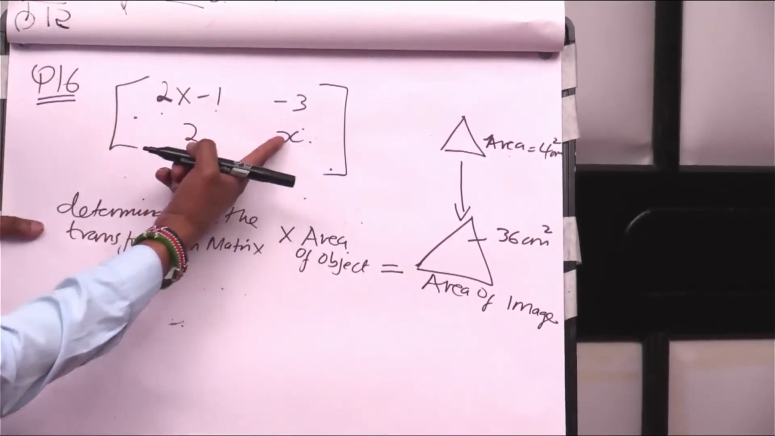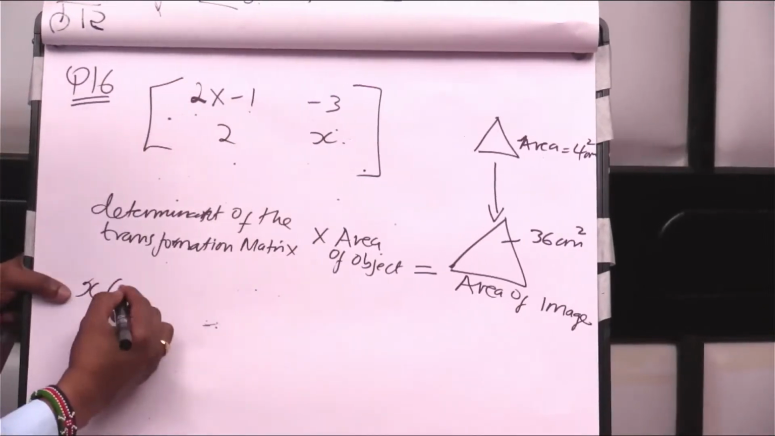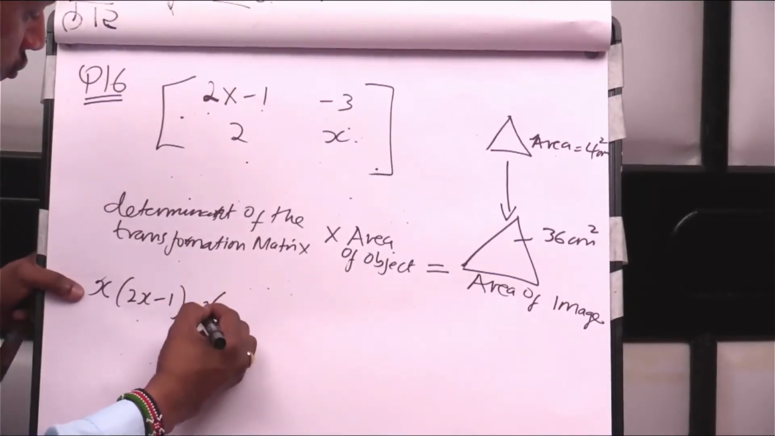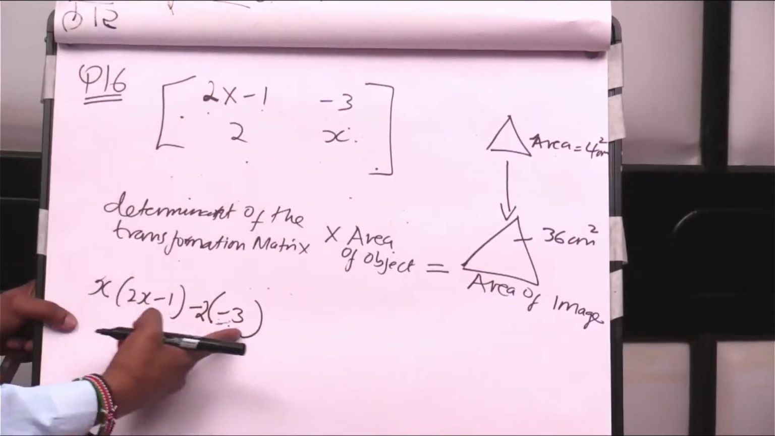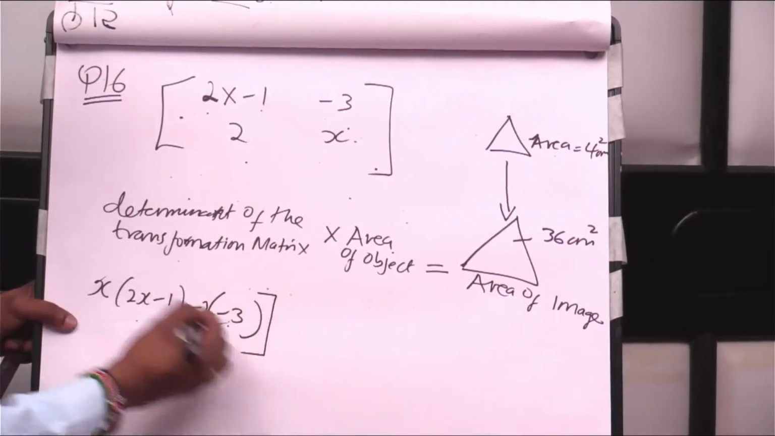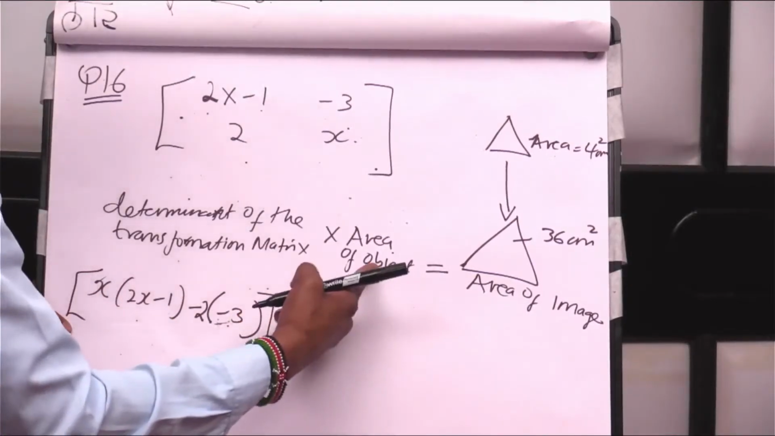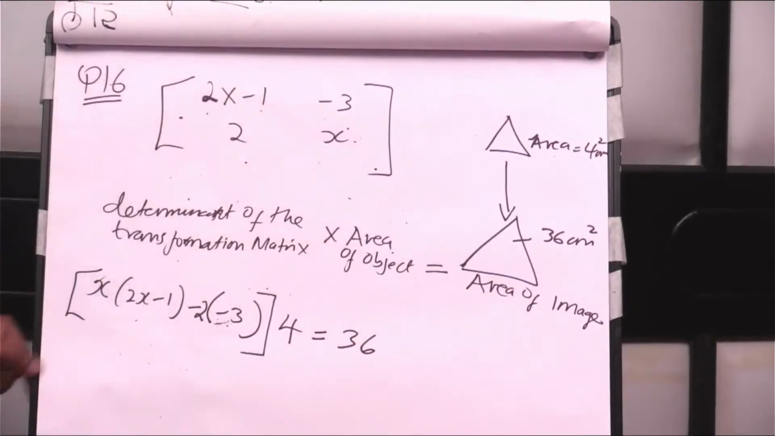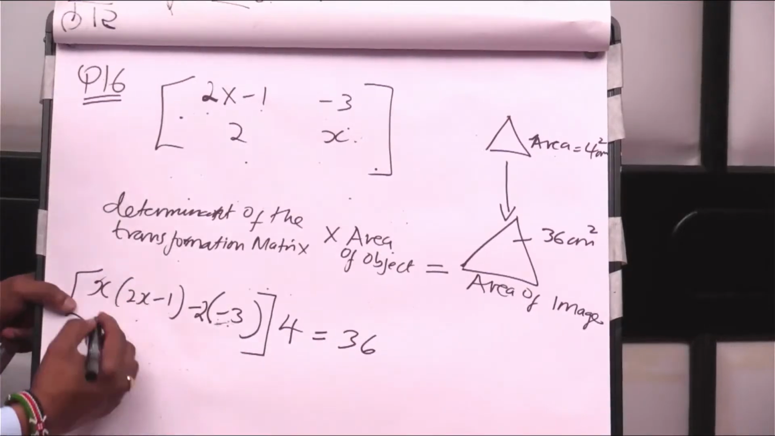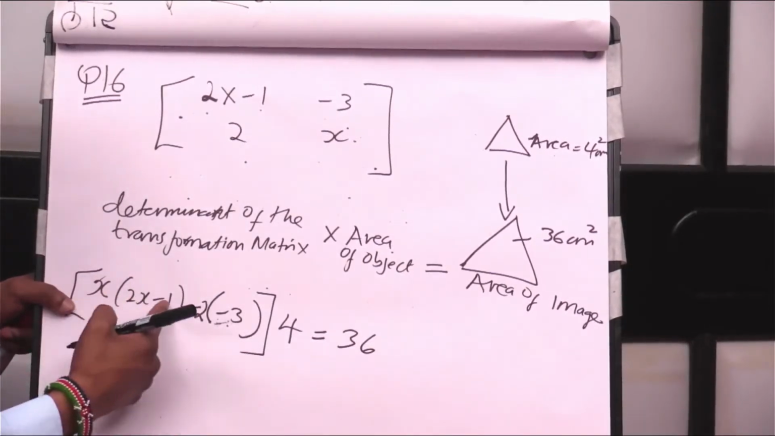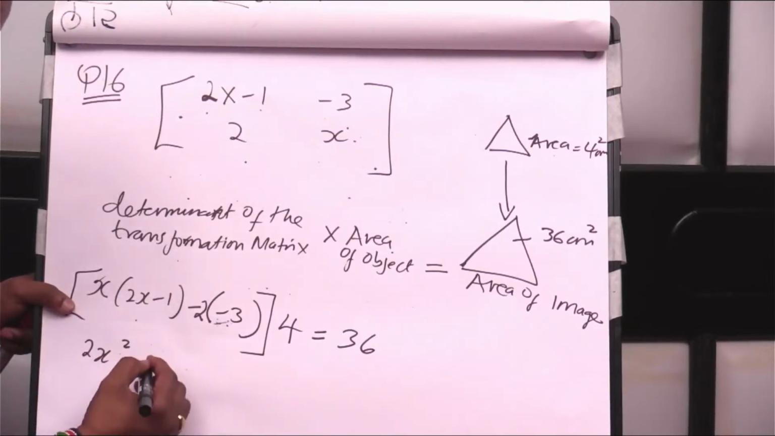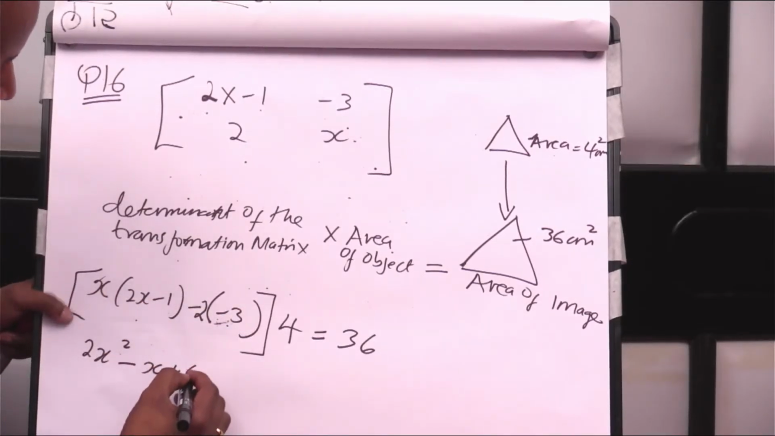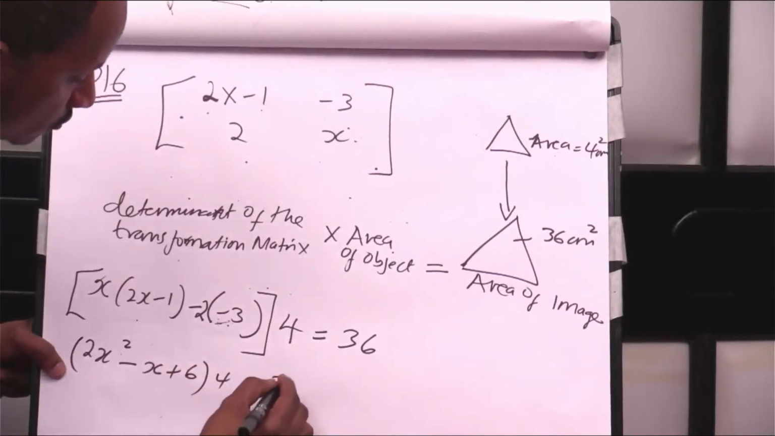So the determinant here is x, the leading diagonal, into 2x, minus minus 1 into minus 3. This determinant times the area of the object, which is 4 centimeters squared, equals the area of the image, which is 36 centimeters squared. So open this bracket. x times 2x is 2x squared, minus x times minus 1, which is plus x. Then minus 2 times minus 3 is plus 6, into 4 equals 36.